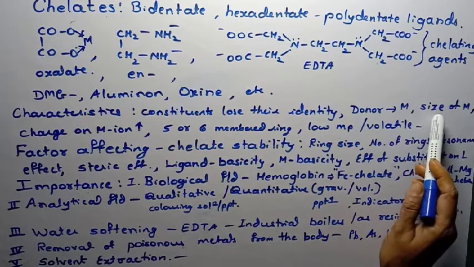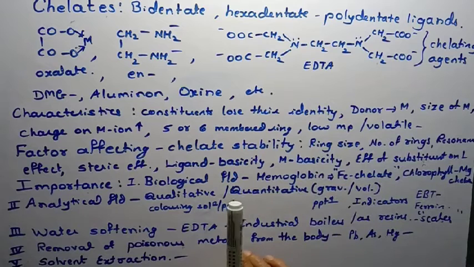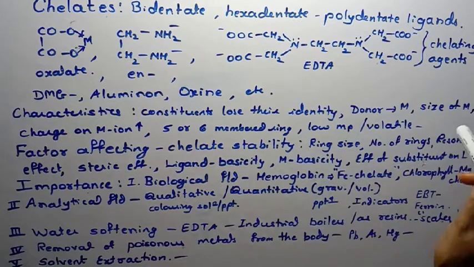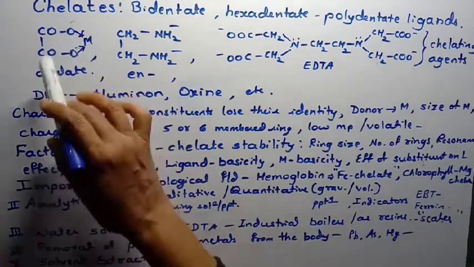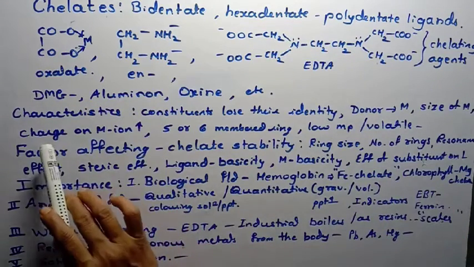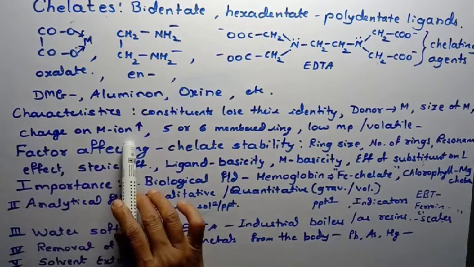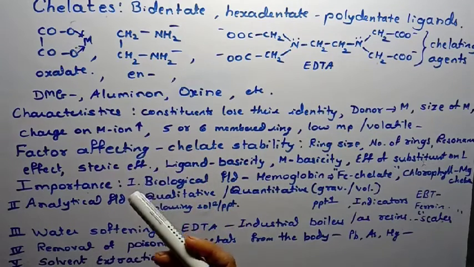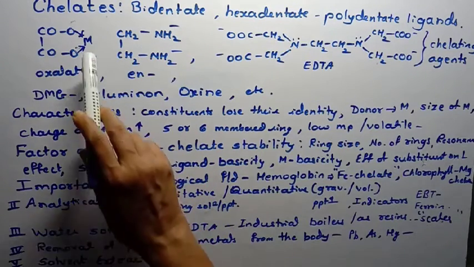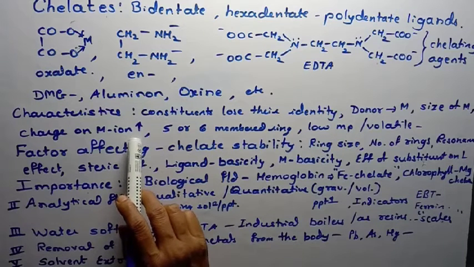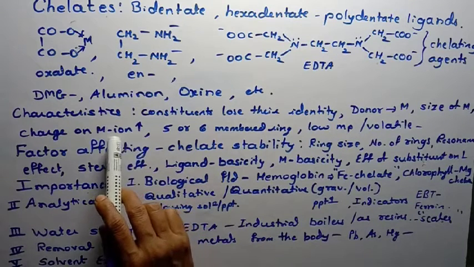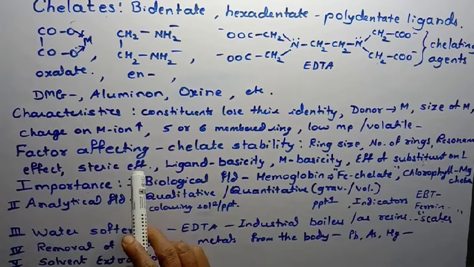The third one, size of the metal ion. The size of the metal ion should be suitable, just fitting the position in the heterocyclic ring, that means in the ring structure. The next one is the charge on the metal ion. The greater the charge, the greater will be the attraction for the lone pair of electrons of the approaching ligand, and thereby the complexes will be quite stable.